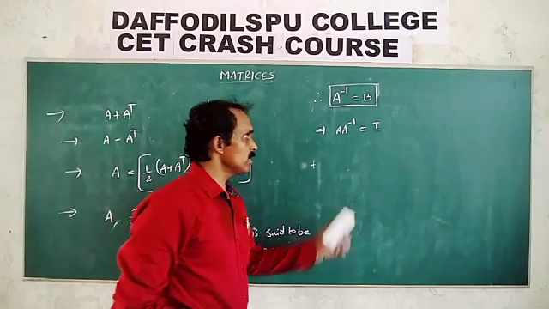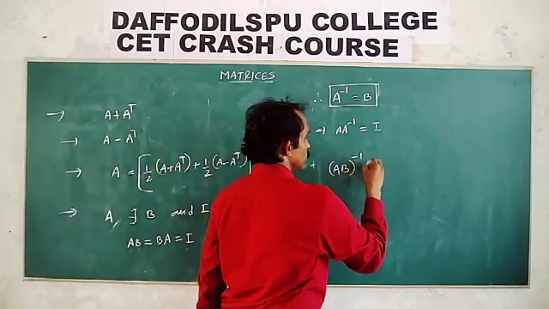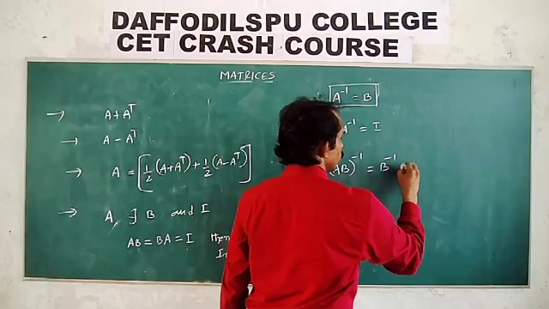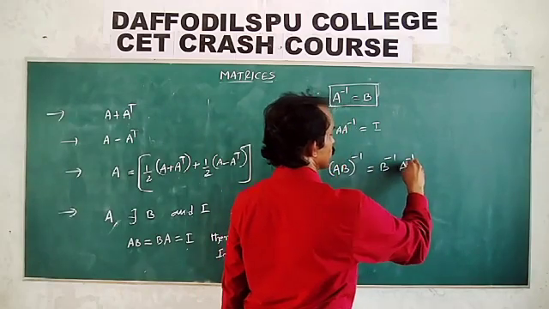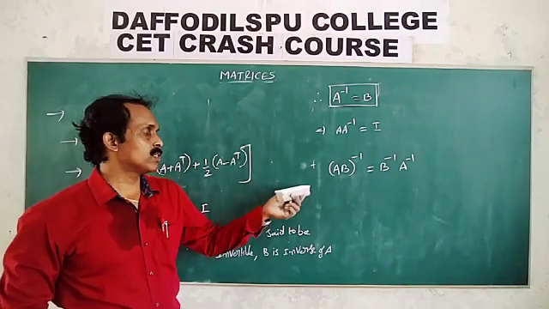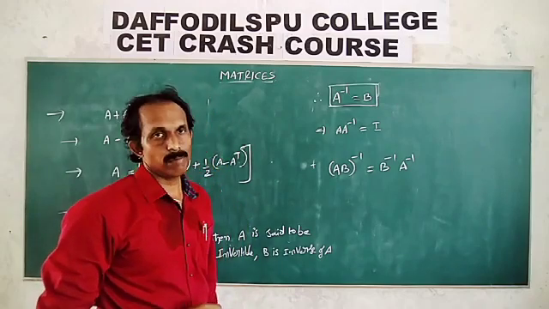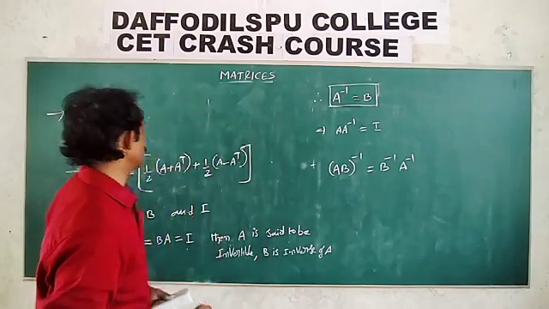You know, there is one theorem also: AB whole inverse is equal to B inverse into A inverse. The proof of that theorem is in the theory also. AB whole inverse is equal to B inverse into A inverse. Right.